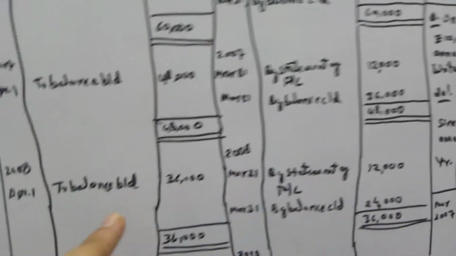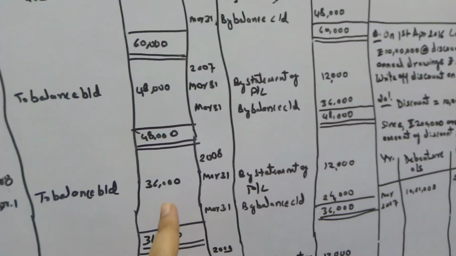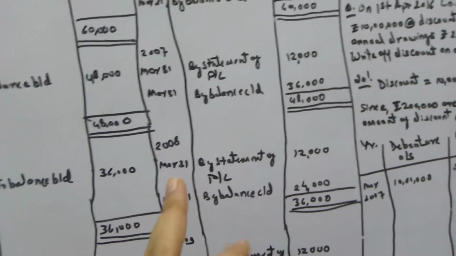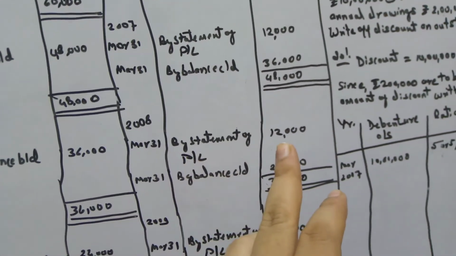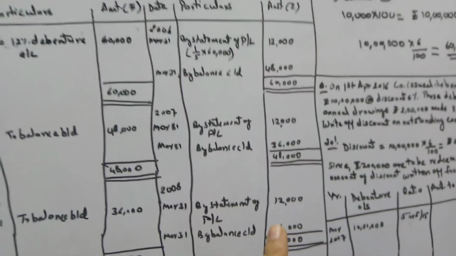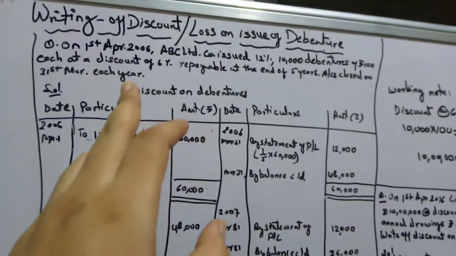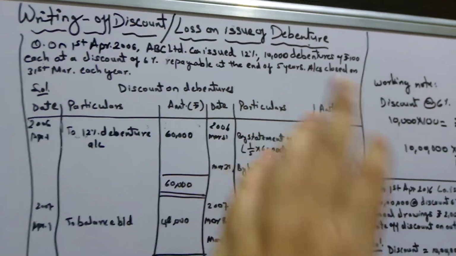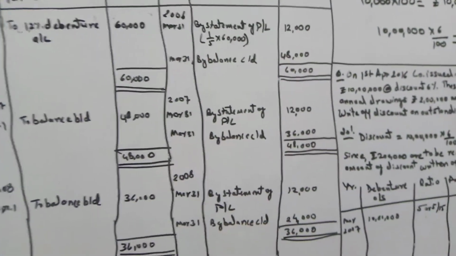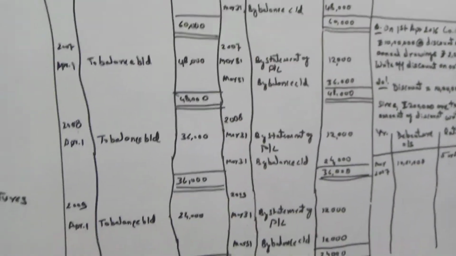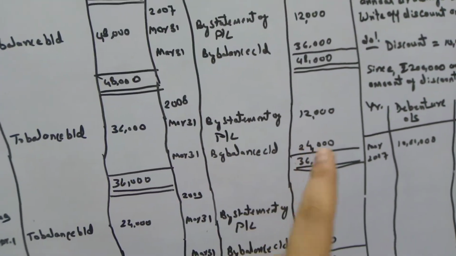In the same manner in the year 2008, 1st of April, to balance brought down, this 36,000 comes here. On 31st March, again the same entry, by statement of profit and loss 12,000. You remember how we calculated 12,000? 60,000 divided by 5. Why have I divided by 5? Because it is mentioned in the question, repayable at the end of 5 years. So equally the amount of discount has to be distributed over the 5 years. So 36,000 minus 12,000 gives you 24,000.